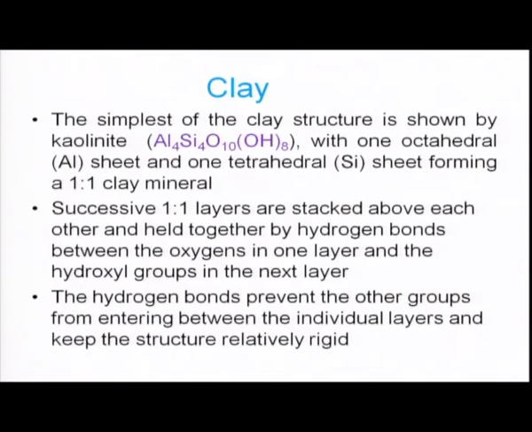As shown in the diagram earlier, the simplest is the clay structure of kaolinite, shown here with 1 tetrahedral sheet of silica and 1 octahedral sheet of aluminum, forming a 1:1 clay mineral. We will go back and see the structure again.